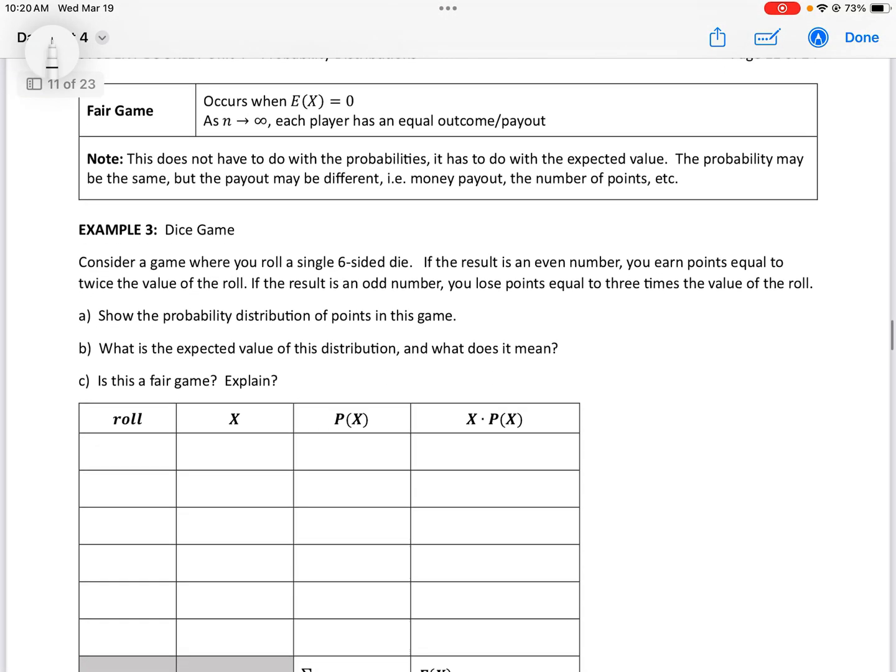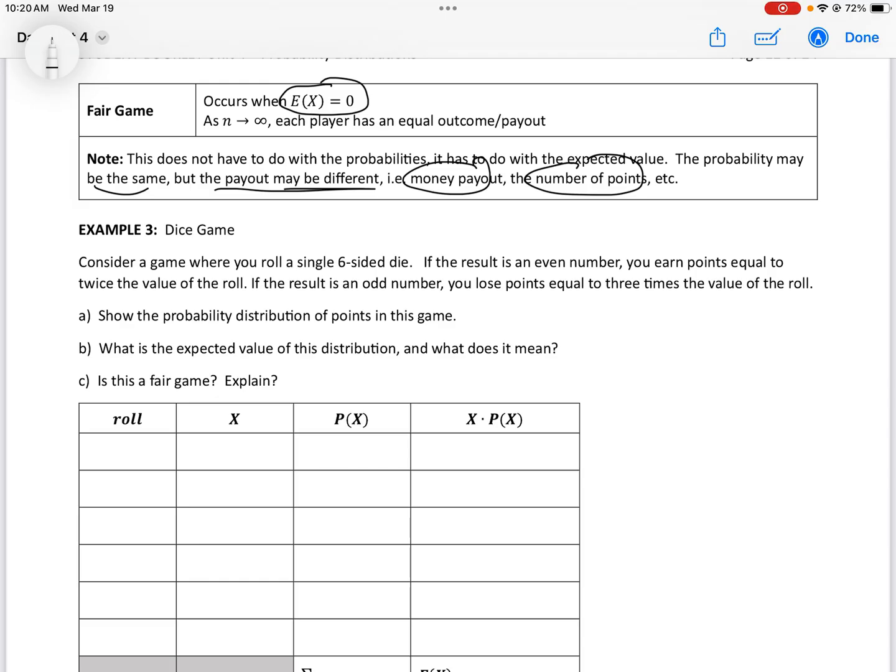Then we're going to take a look at what a fair game is. This occurs when the expected value is 0. That is the definition. So as n approaches infinity, each player has an equal outcome or payout. It's not always the equal probability of winning. It depends on the payout. The probability may be the same, but the payout might be different. It depends on the money payout or the allocation of points.